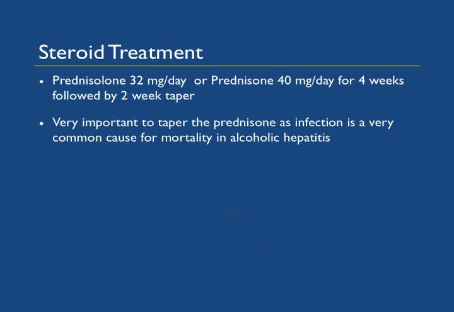For patients with severe alcoholic hepatitis who are given steroid therapy, the trials were done with prednisolone 32 milligrams per day. However, in the United States, people often give prednisone 40 milligrams a day for 4 weeks, followed by a 2-week taper. It is very important to taper the prednisone over a very rapid period of time, because infection is a very common cause of mortality in alcoholic hepatitis, and patients should not be tapered off of prednisone over a long period of time. Thus, a rapid taper over 2 weeks is recommended.